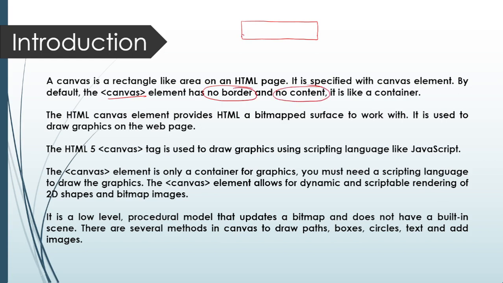So if you want to change the thickness of the border, or the color of the border of your rectangle, you can use some other attributes along with this canvas tag. Without these attributes, the canvas tag is nothing, just a simple container that is used to capture the space for its ID.